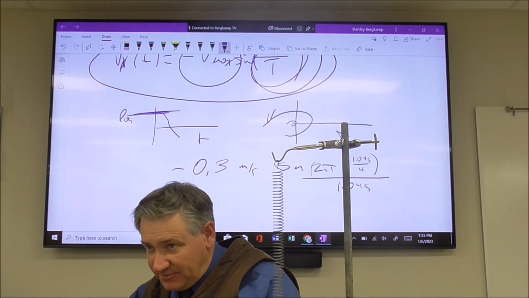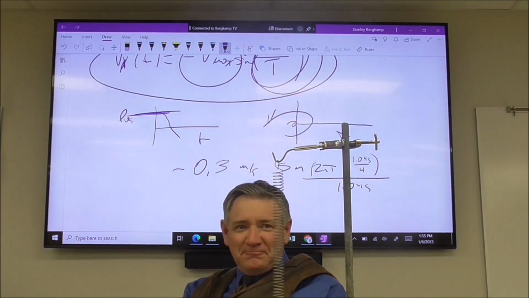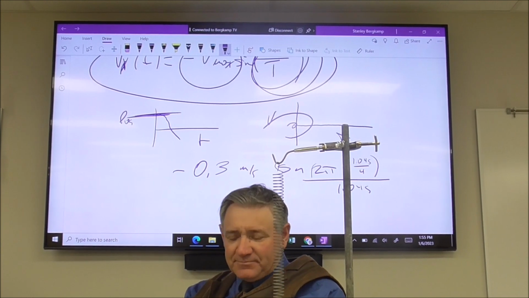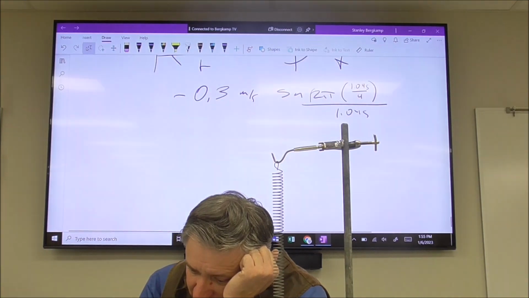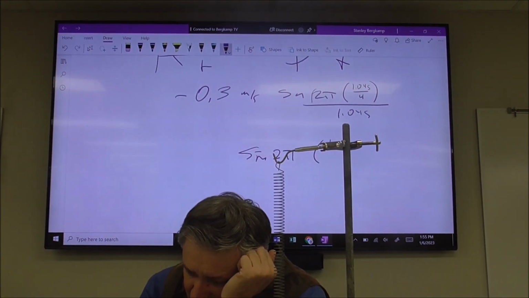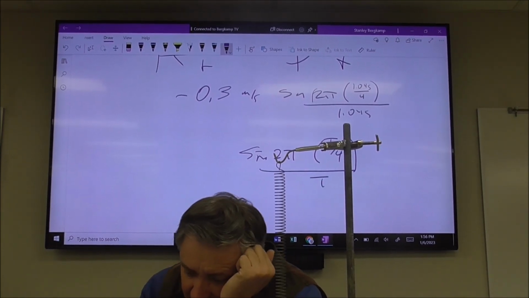If you're into smash mouth physics, you like that, it's cool. Mr. Burkamp, I love punching numbers into a calculator. Good for you. Happy for you. Fantastic. However, if you want the more elegant approach again, you're taking the sine of 2 pi times T over 4, divided by T.